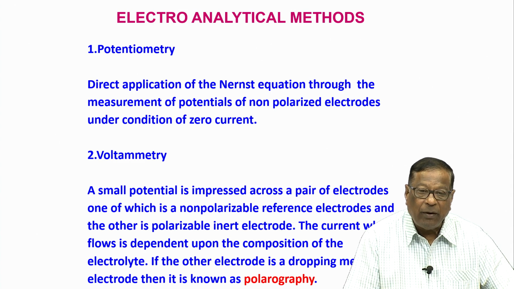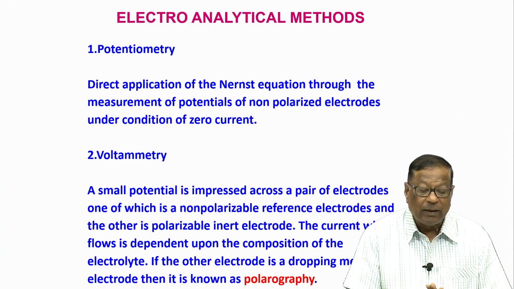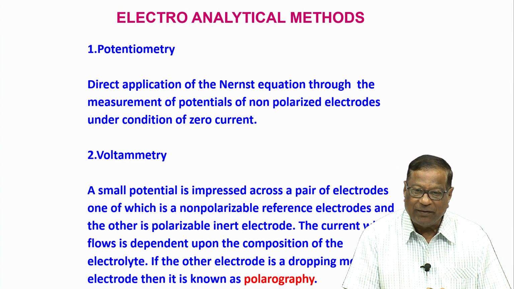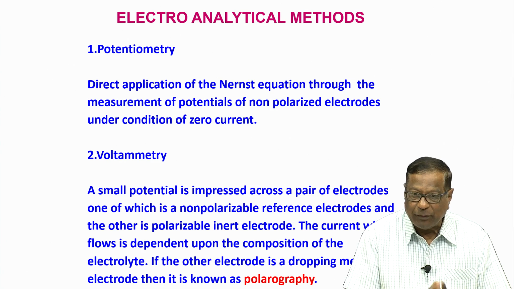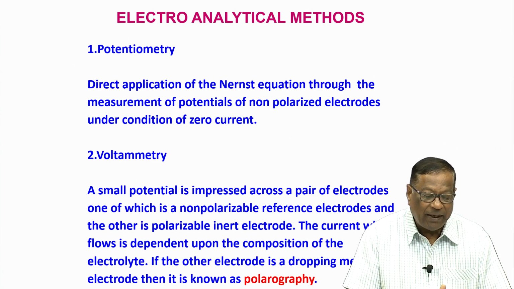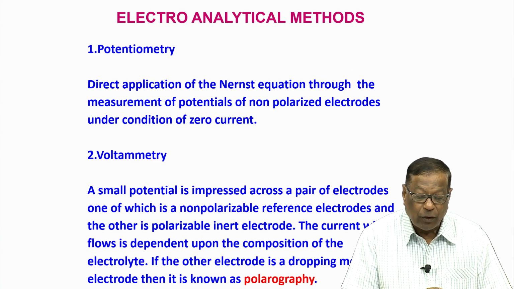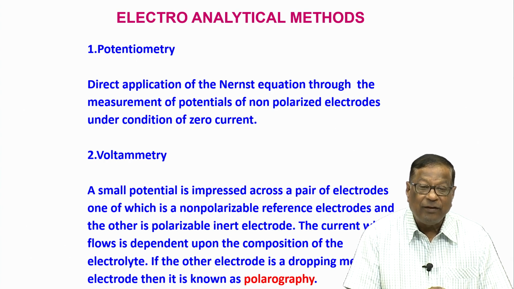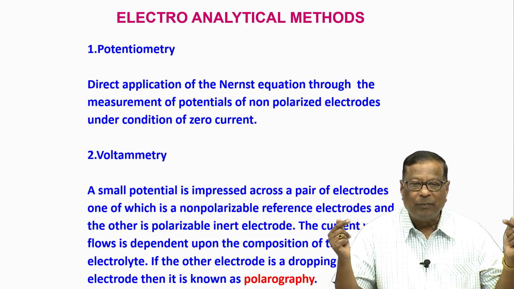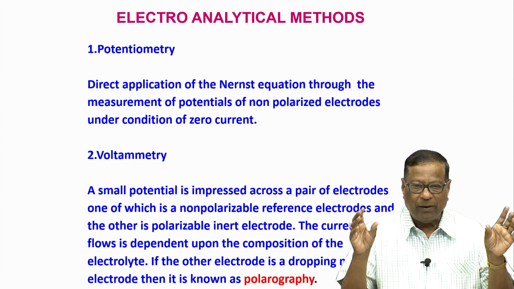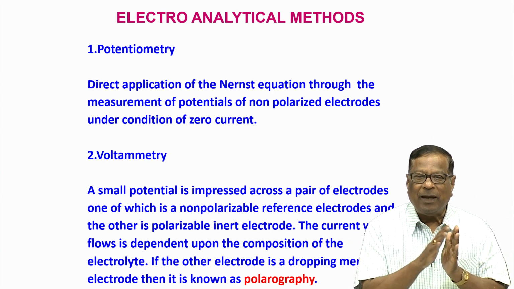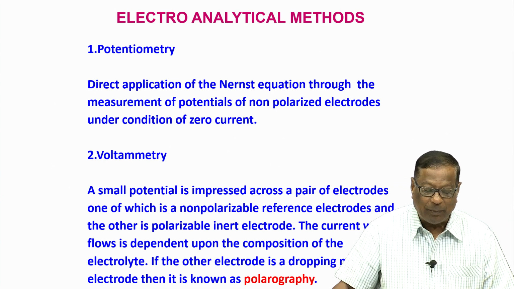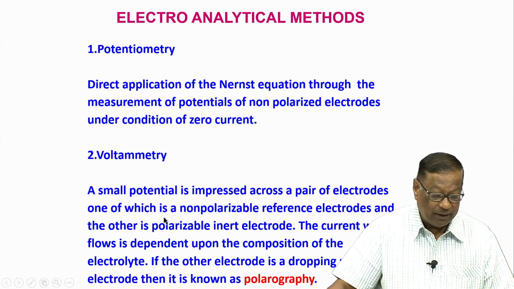So, based on this information, we have different kinds of electroanalytical techniques. One is potentiometry, that is the direct application of the Nernst equation through the measurement of potentials of non-polarized electrodes under condition of 0 current. We equate concentration and potential when no current is passing. That is known as potentiometry.